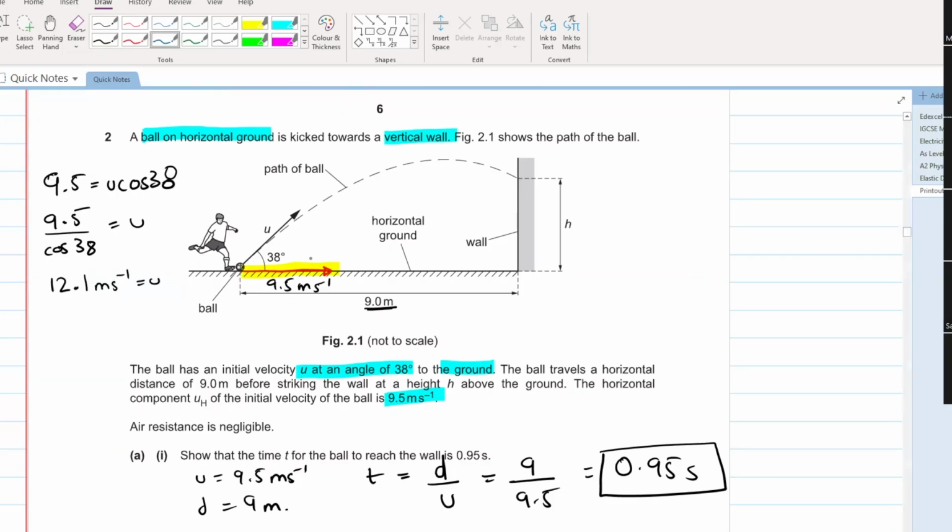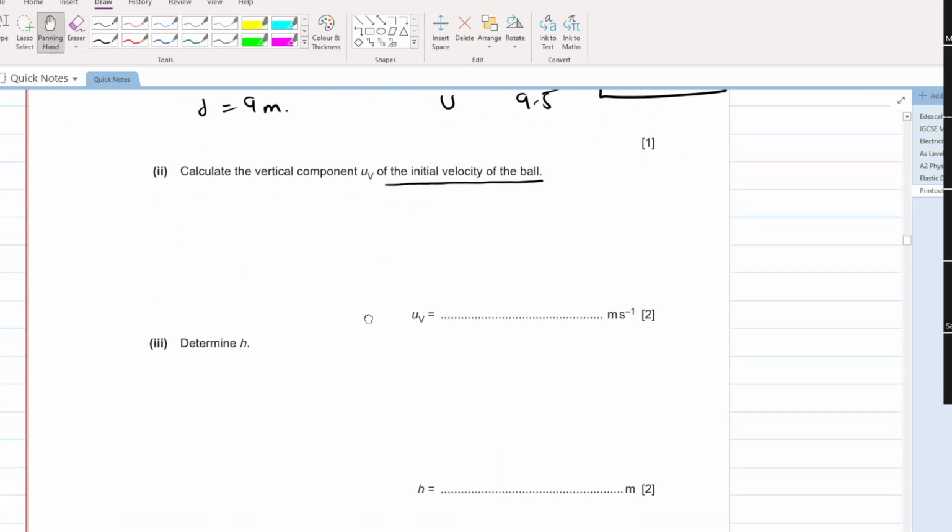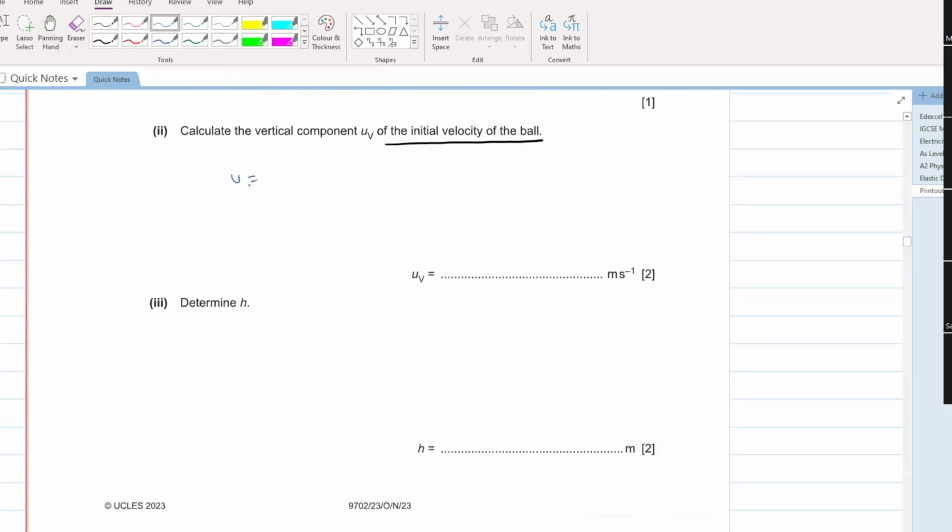Can you calculate the vertical component? Can you calculate this initial vertical component? Yes, this is u sine 38. The value of u is 12.1, multiplied by sine of 38. This gives you a value of 7.4 m s^-1. So the initial vertical velocity is 7.42 m s^-1.